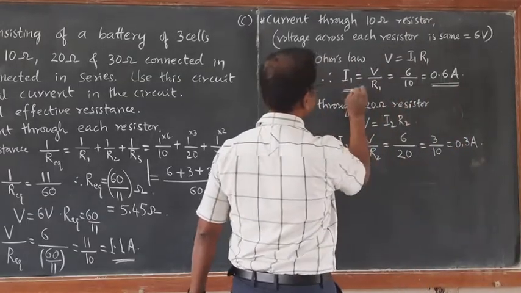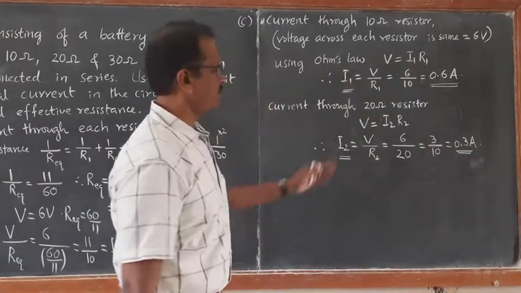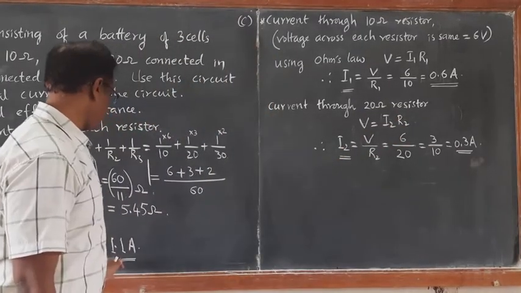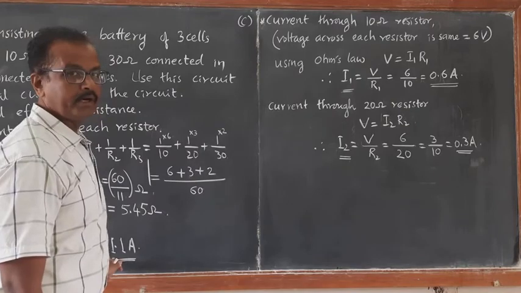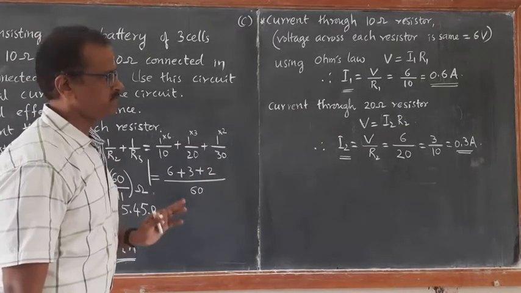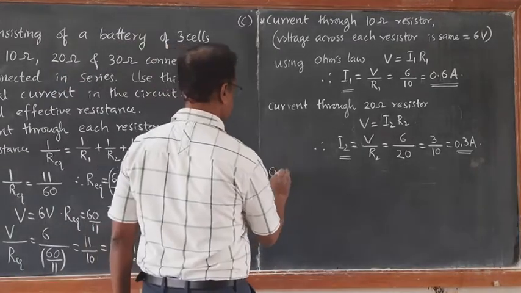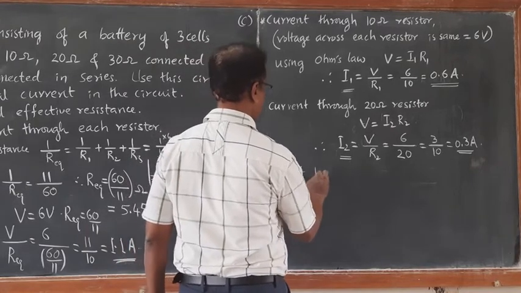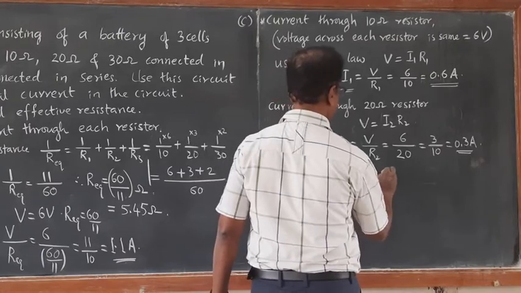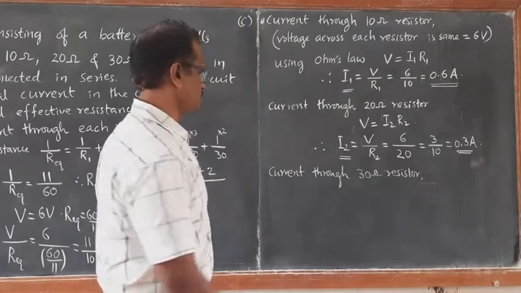0.6 ampere is I1 and I2 is 0.3. So 0.3 plus 0.6 becomes 0.9. So if you subtract 0.9 from 1.1, you should get 0.2. Let us see whether we get 0.2 ampere of current passing through the 30 ohm resistor or not. So similarly, current through the 30 ohm resistor.